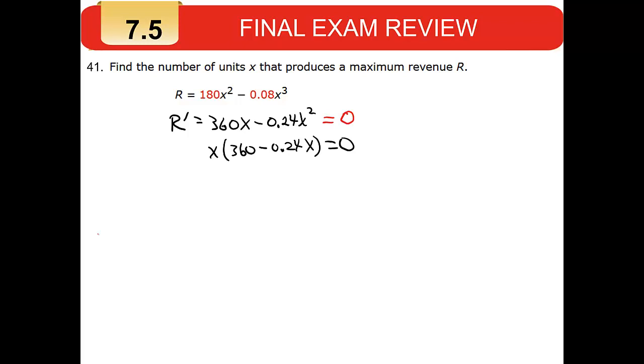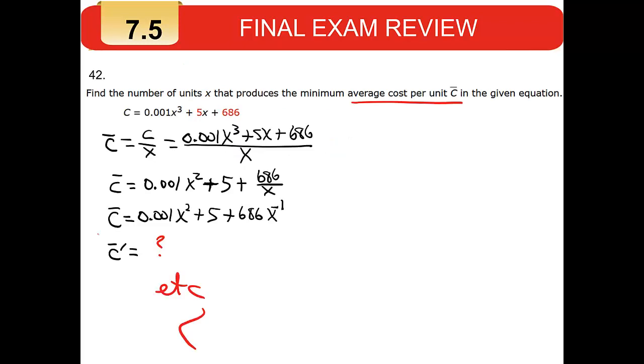Find the number of units that produce a maximum revenue. Again, you take the derivative, set equal to 0, and do all your algebra. You want to minimize the average cost. The hint here is that the total cost is given. You've got to find the average cost. The average cost is the total cost divided by x, and that's the function you have to minimize.